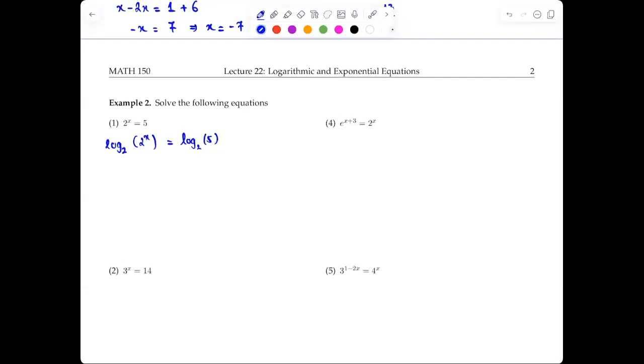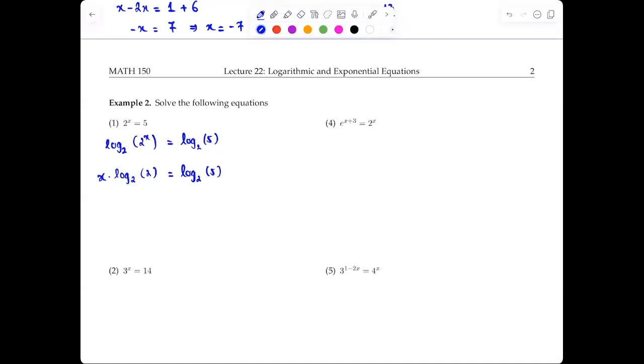Okay, so that's one way to think about it. Another way to think about it, to set up for the next approach that I'm going to do in a different problem, is that I can rewrite the left-hand side as multiplication. So I can bring down the power x here. It becomes x times log of base 2 of 2. The right-hand side remains the same. And log of base 2 of 2 is equal to 1.